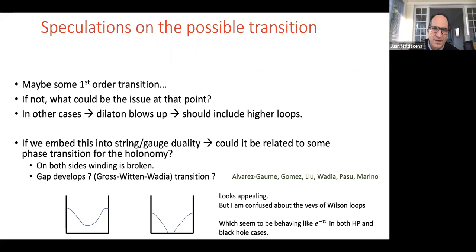Now you can ask, what is this transition in this type 2? It might be some first order transition, but I think perhaps a little more reasonable to think that it might be a higher order transition. And you can wonder what happens. In some other cases, there is some region in the target space where the dilaton blows up, and then one should include higher loops. We don't know if that's what happens here. And if you try to make a guess on what this linear dilaton theory should be, there isn't a reasonable guess, something that looks reasonable to us.